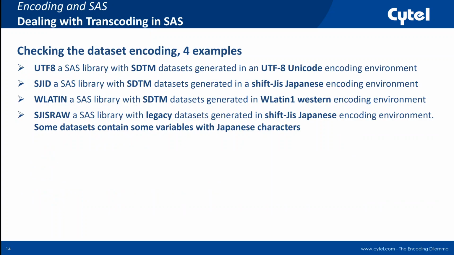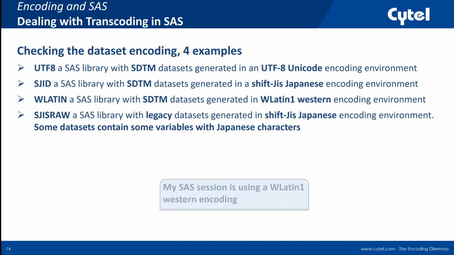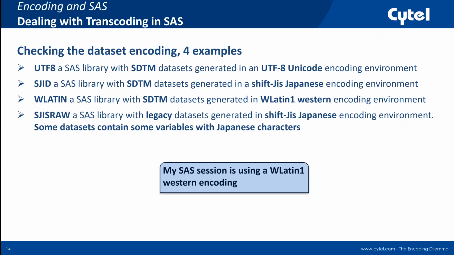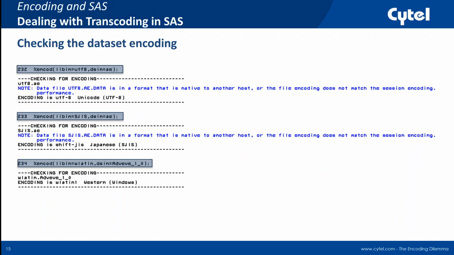Also, I will make use of 4 libraries, each one containing SAS datasets created with different encodings. And as I said before, by default our SAS is using the WLatin1 encoding. I can now use the macro to test the encoding on datasets created with different encodings. And let's have a look at the log after running the macro.